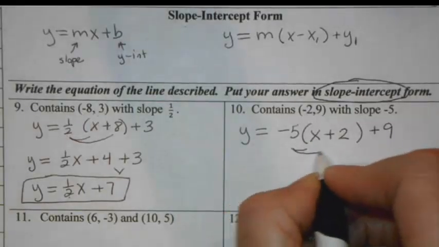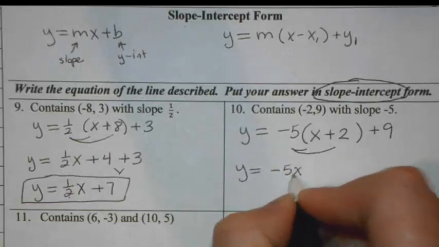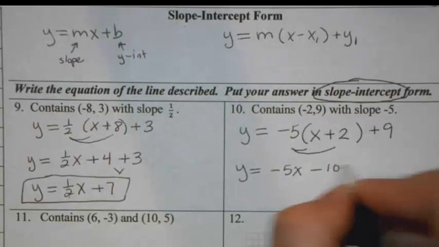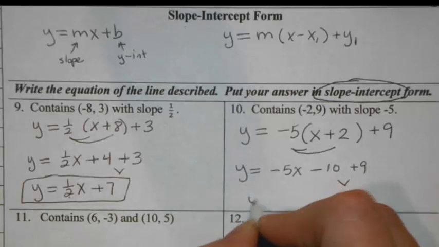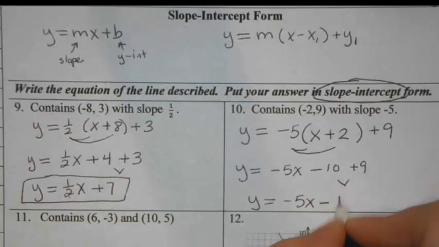Now let's convert that into the slope-intercept form. Let's multiply that -5 through. So we'll make this say y equals -5x plus -10 as I multiply those together, and then bring down that +9. Then I'll just simply combine those like terms. Y equals -5x, -10 and 9 add together and make a -1. There's my slope-intercept form.